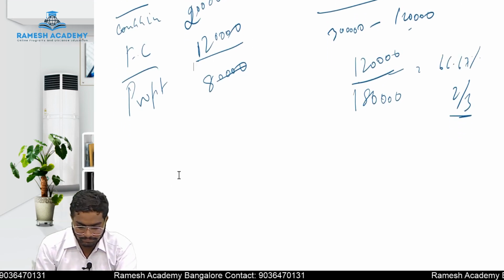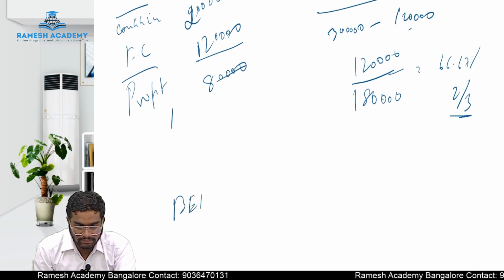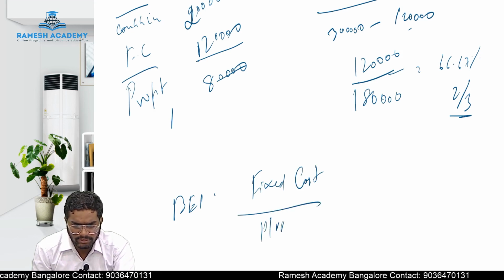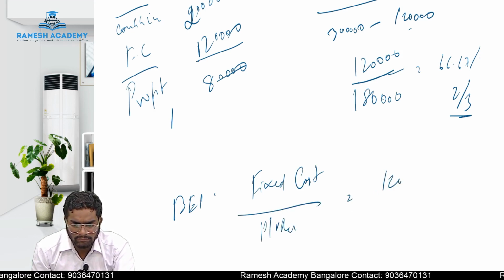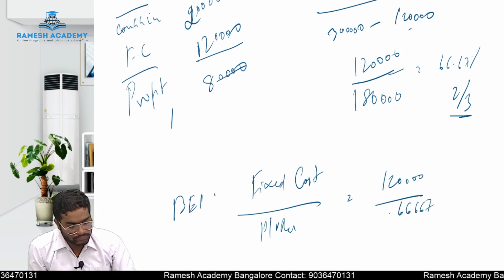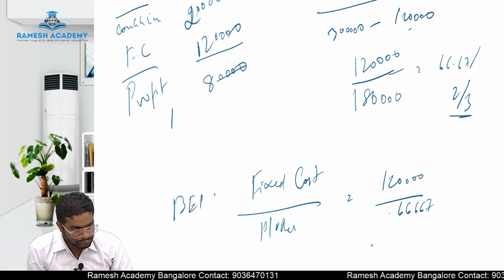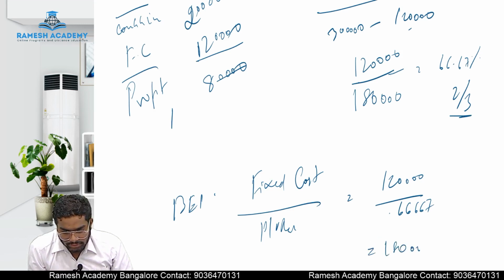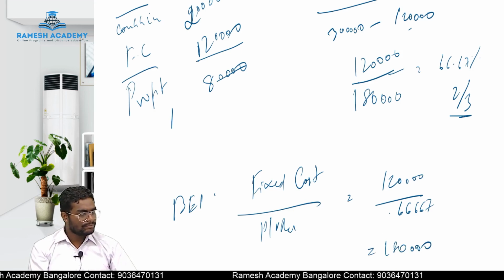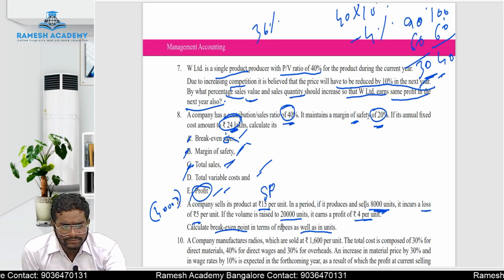So simple. BEP is equal to fixed cost divided by PV ratio. My fixed cost is 1,20,000 divided by 0.667. So 1,20,000 divided by 0.667 means 1,80,000 is my BEP. Understood?